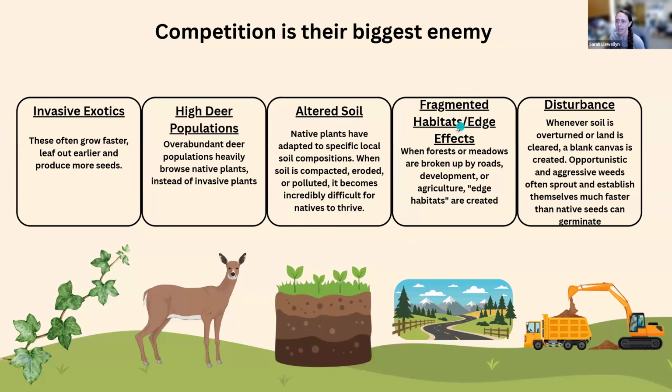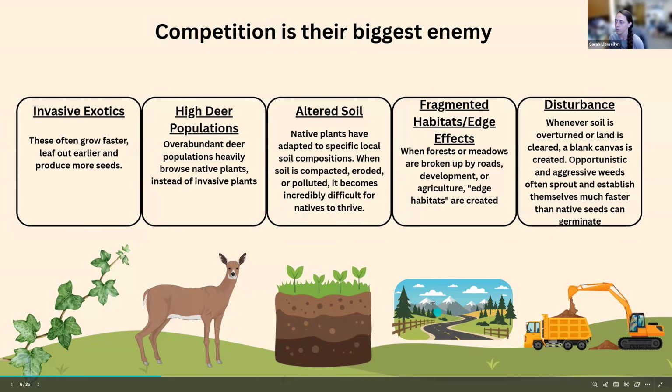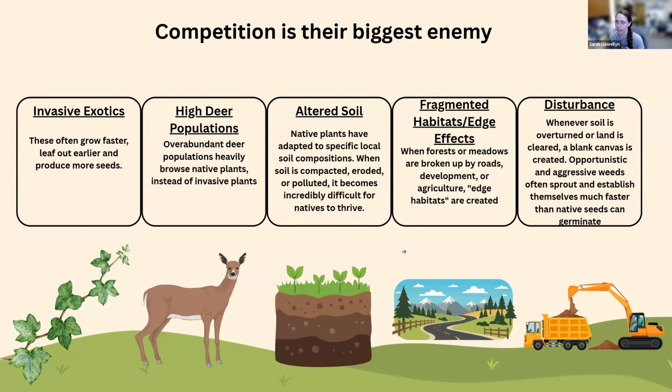Fragmented edge habitats. Ashley talked about that a little bit last month. It's just showing you how forests or meadows are broken up by development. So we kind of have habitats where there's a road running through the middle, or there's some sort of way that things can't pass from one side to the other. So that's a competitive thing for plants because they can exist on one side of the road, but they can't exist on the other. And then the disturbance is just talking about the soil structure.